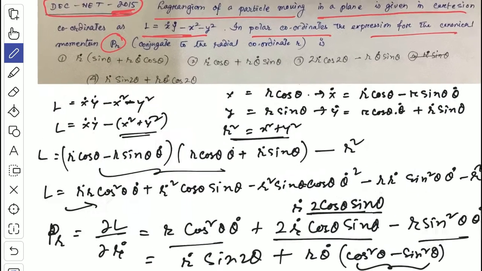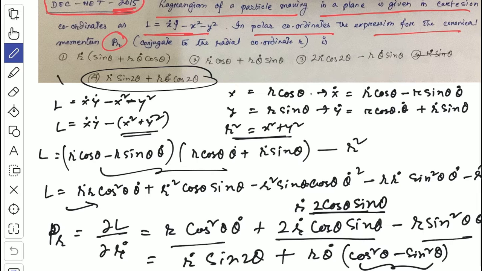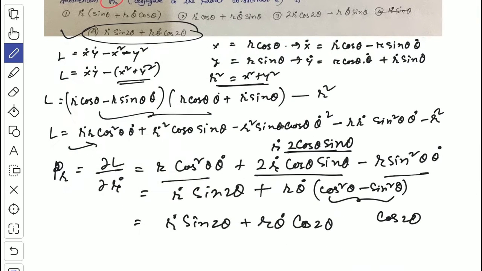So which option is correct? I think option 4 is correct. Hope you have understood this. So this is p_r. Okay, let's move on to the next question.